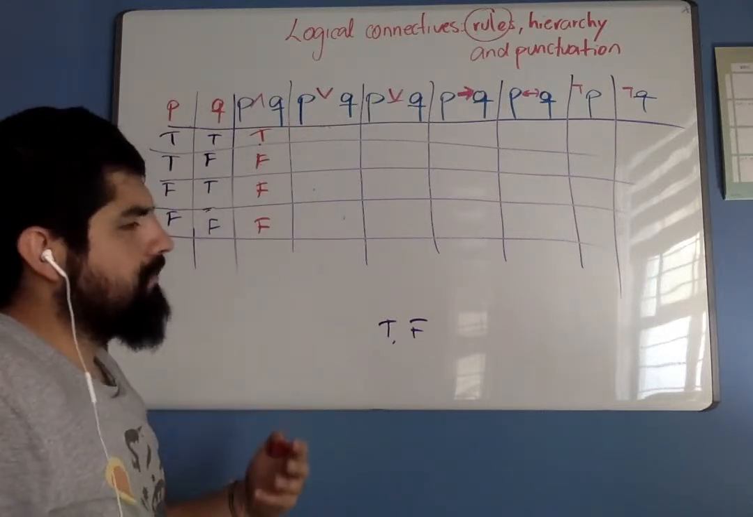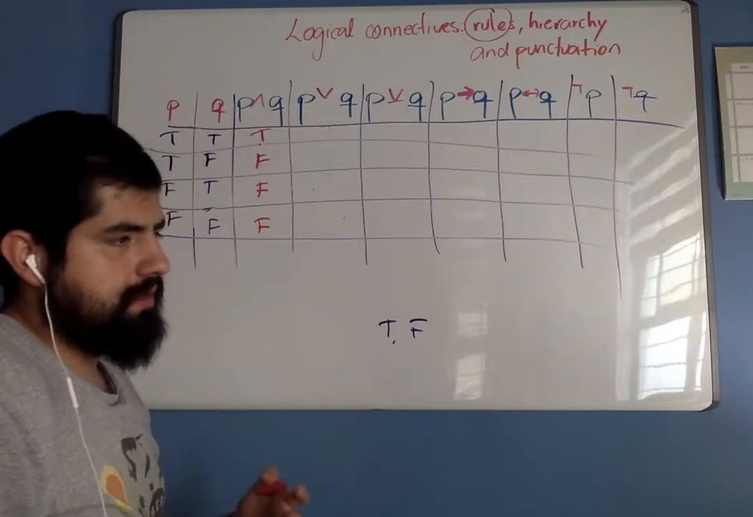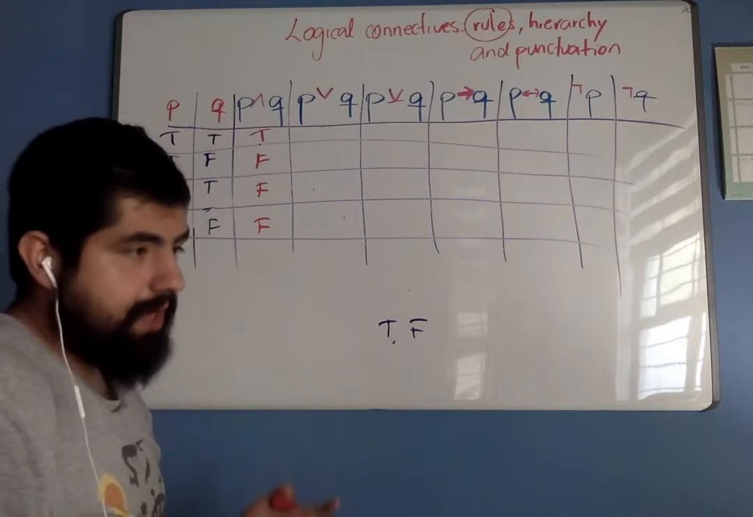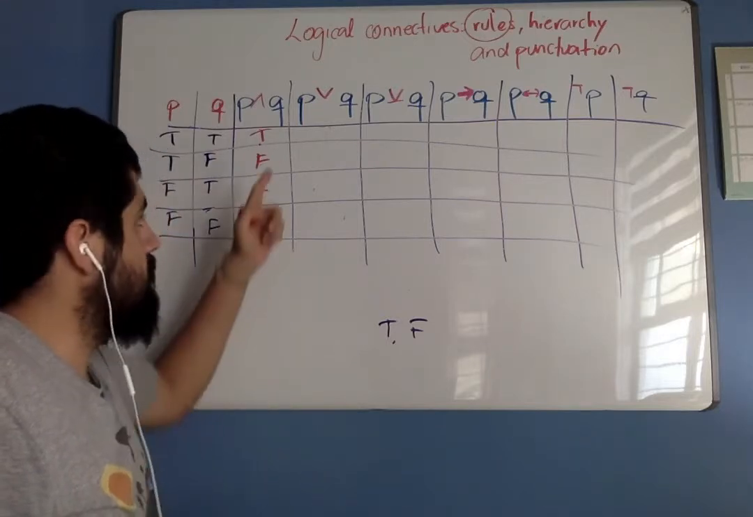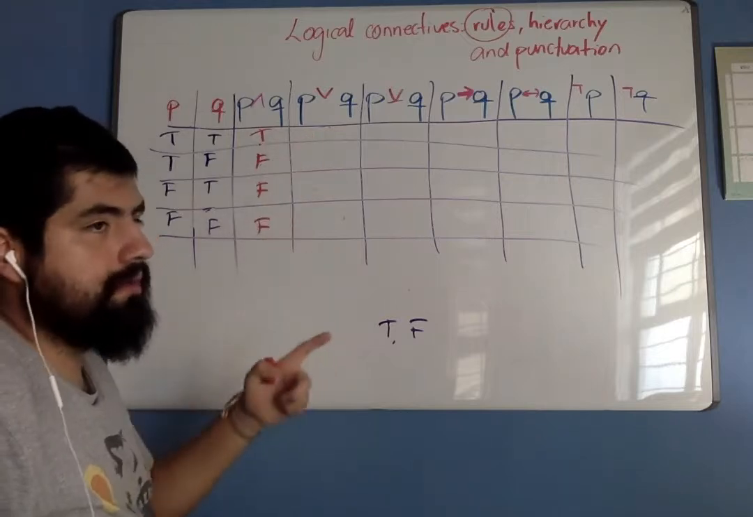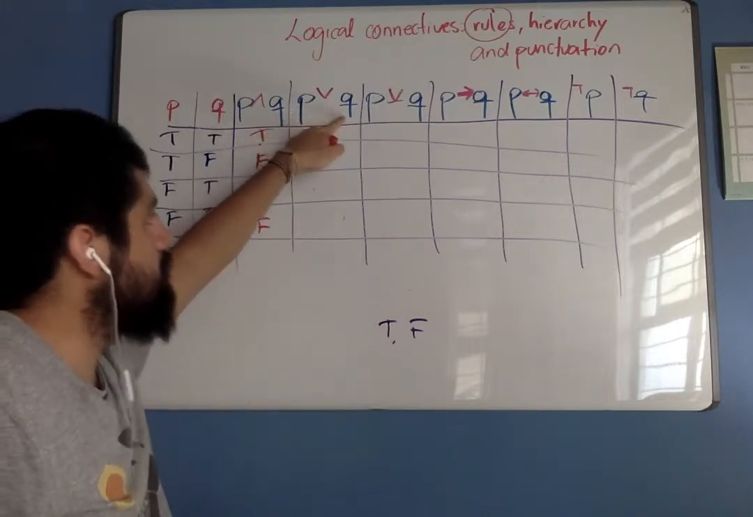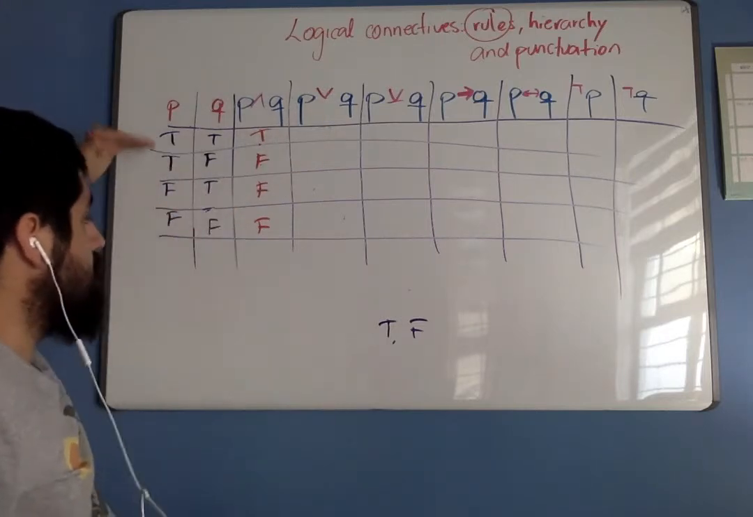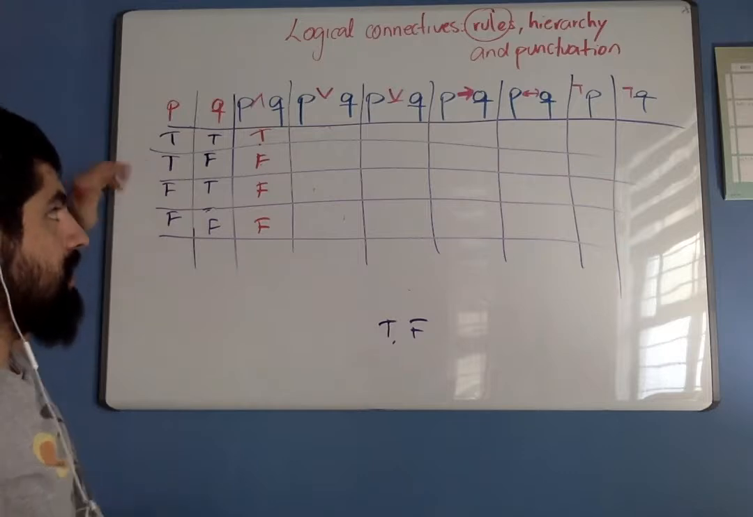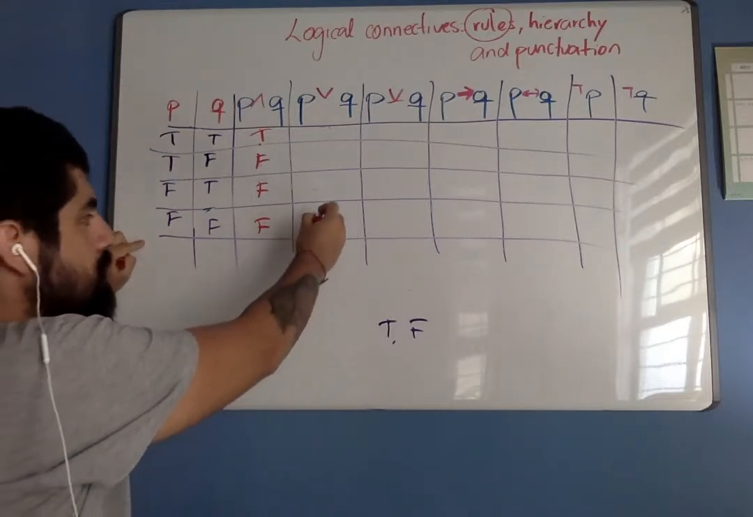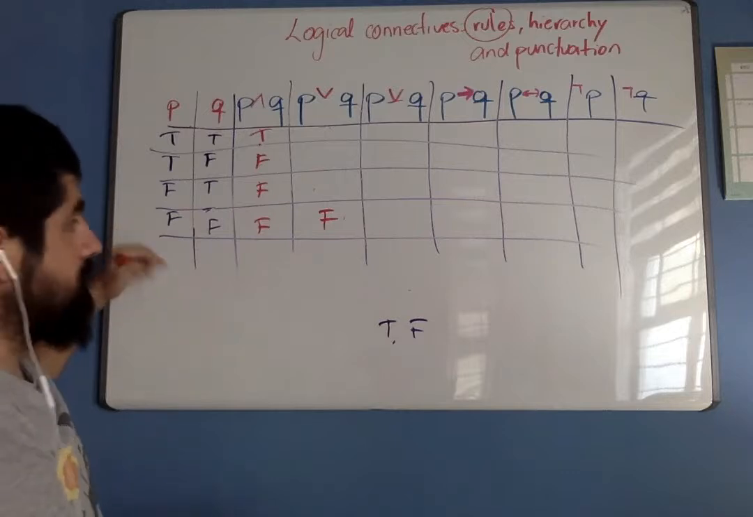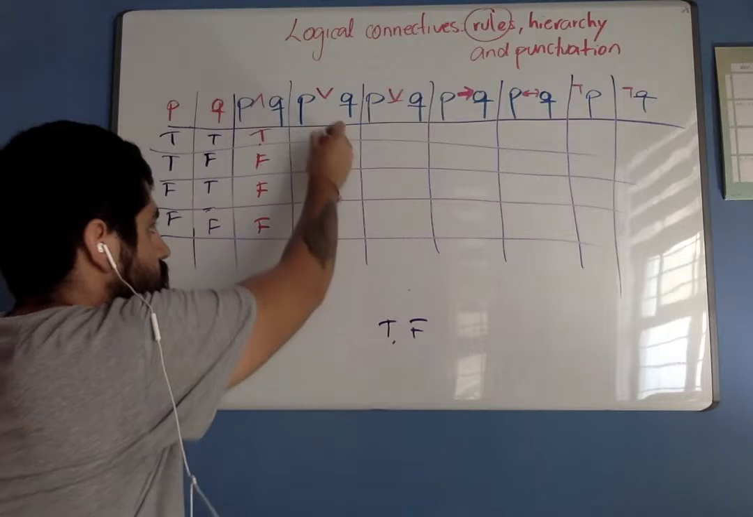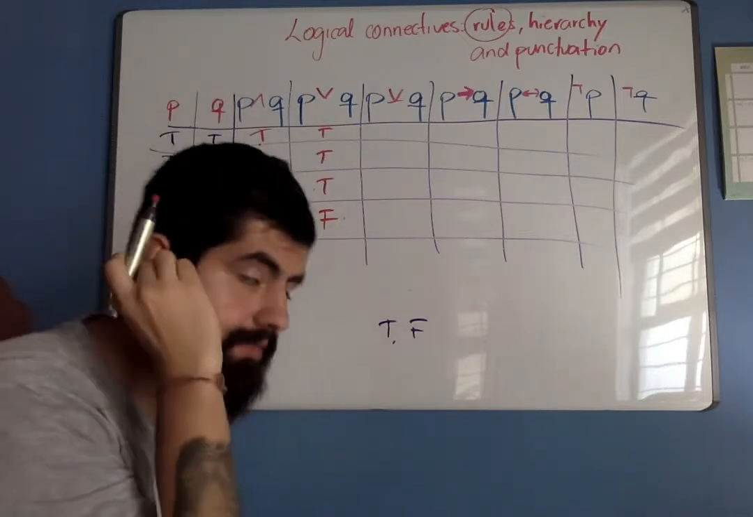The rule of the inclusive disjunction is it is false when both of the components of the inclusive disjunction are false. In other words, if P is false and Q is false, the inclusive disjunction is going to be false. As you can see, which is the case that accomplishes that? Yes, indeed, the last one. So this is going to be false, but the other ones are going to be true. As simple as that.